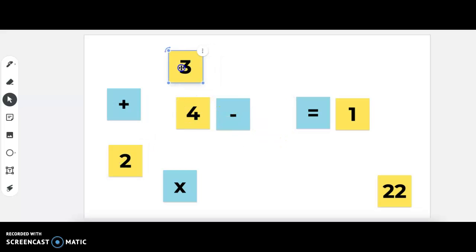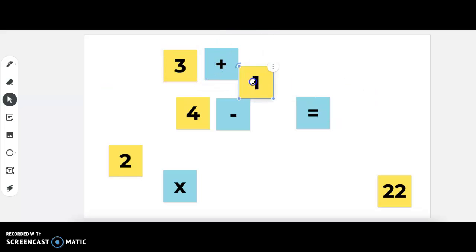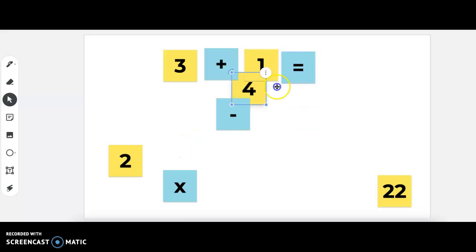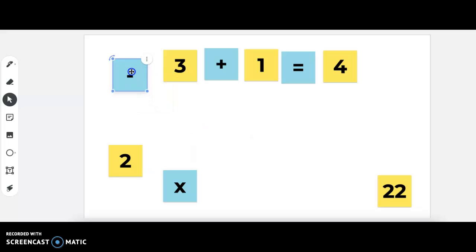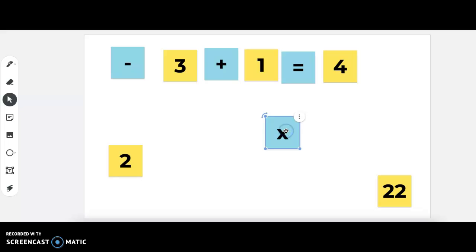All right, what if I did 2, I can't do that one. How about 3 plus 1 equals 4. Let's see, could I do anything else? Can I think of a multiplication one that will work? Do I have anything that would work? I don't, do I? Right?